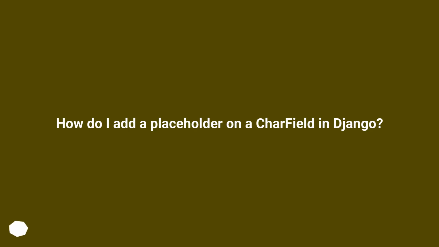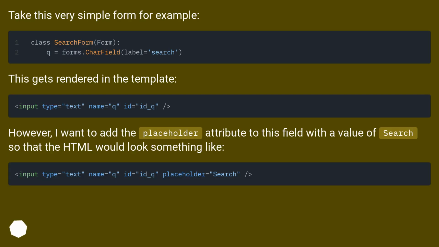How do I add a placeholder on a CharField in Django? Take this very simple form for example. This gets rendered in the template. However, I want to add the placeholder attribute to this field with a value of search so that the HTML would look something like.